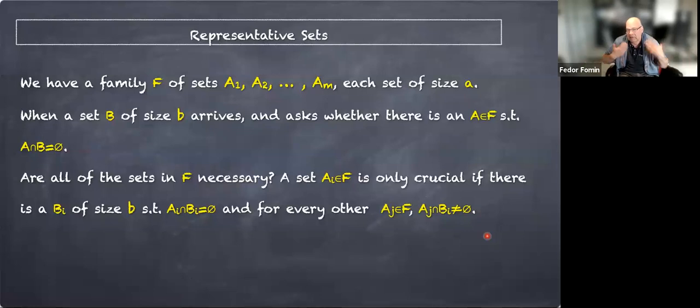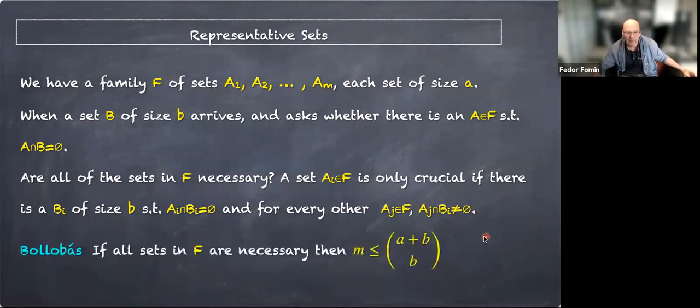Again, what we see is that the set Ai is crucial only if there is a set Bi of size B which is disjoint from this set and which intersects all other sets in the family. And then by the Bollobás lemma, if all sets in F are necessary to play this game, then the number of sets is at most A plus B choose B.